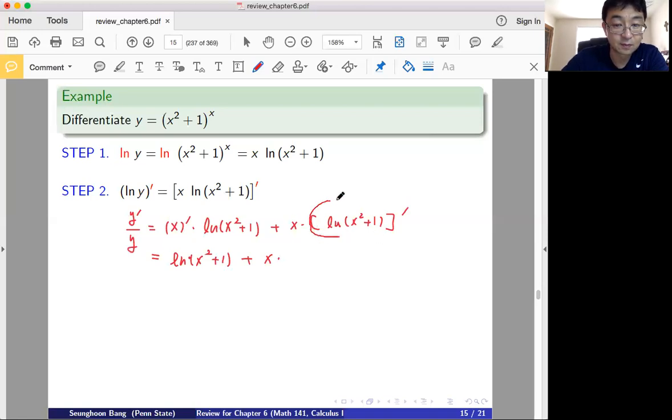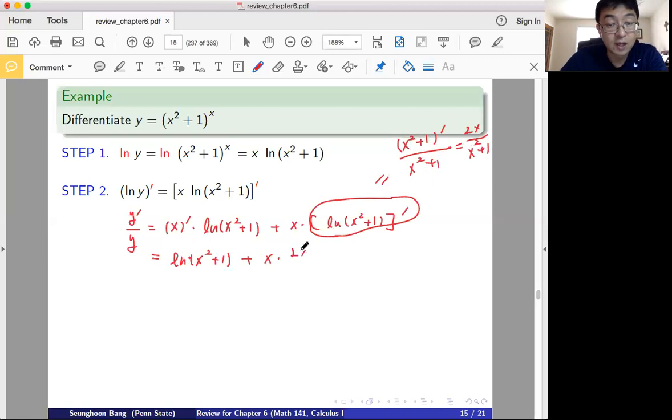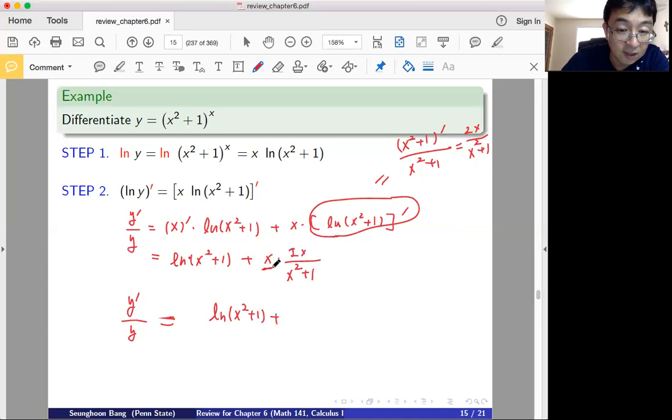So x prime is 1, giving ln of x squared plus 1, plus x times, what is this one? This one is x squared plus 1 prime over x squared plus 1. The derivative of x squared plus 1 is 2x. So we have 2x over x squared plus 1. We can write the right-hand side as ln of x squared plus 1 plus, x times 2x is 2x squared, 2x squared over x squared plus 1.